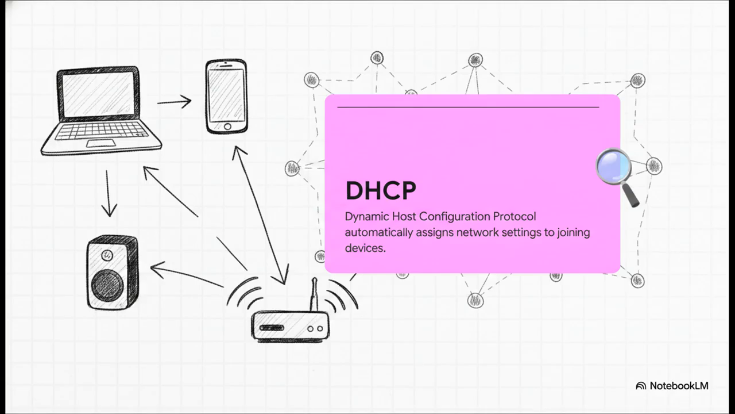Usually, there's a specific device acting as the DHCP server, managing all this. At home, that's almost always your Wi-Fi router. In a big corporate office, it's a dedicated enterprise server doing the heavy lifting.